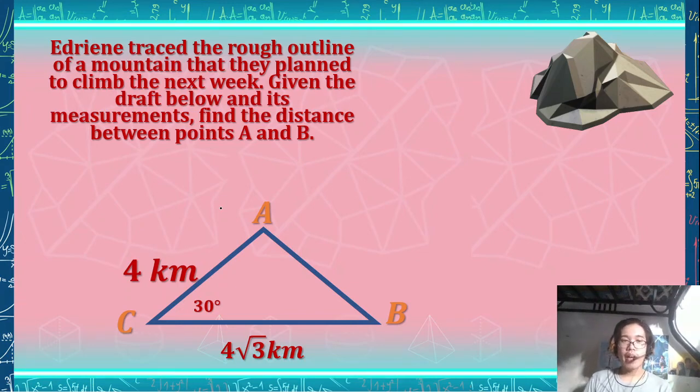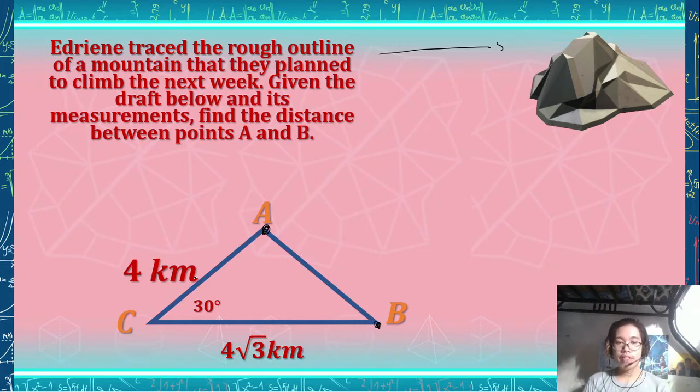Okay, so we have Adrian, who traced the rough outline of a mountain that they plan to climb next week. Given the draft of the mountain below, so this is the real mountain, and this is the draft of the mountain at the bottom, we need to find the distance between points A and B on this slope of the mountain. So how are we going to find the distance between A and B?